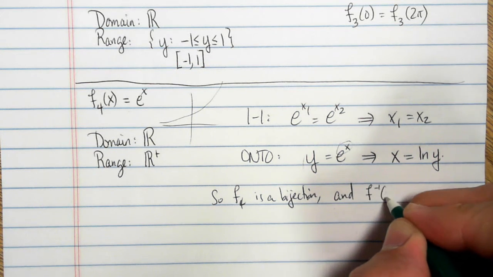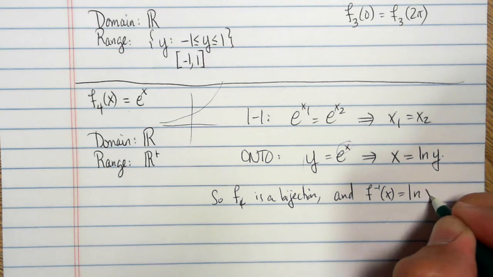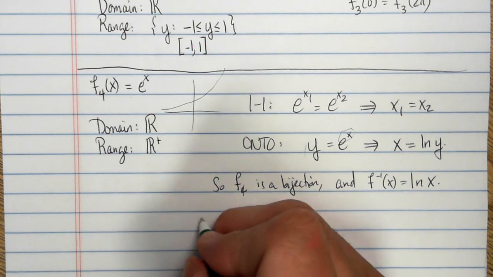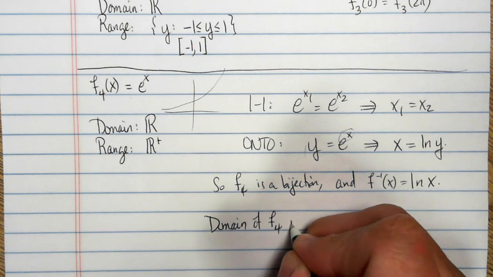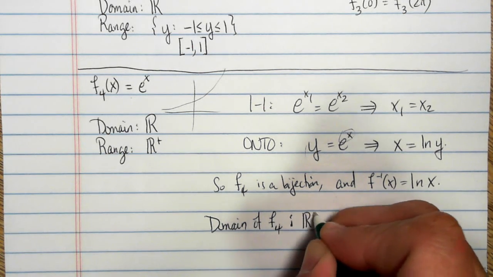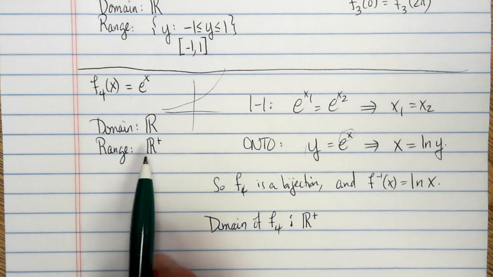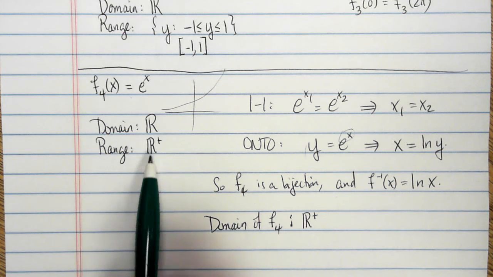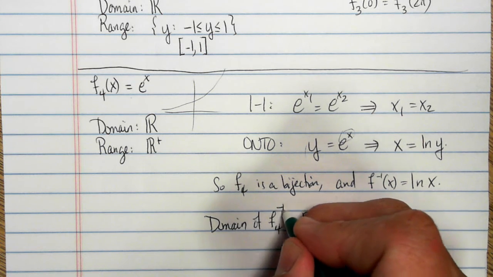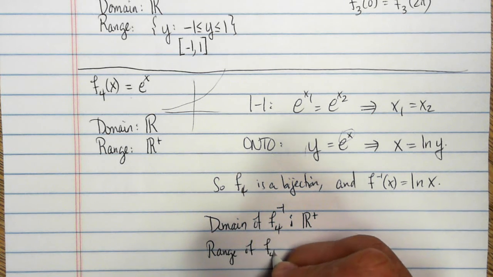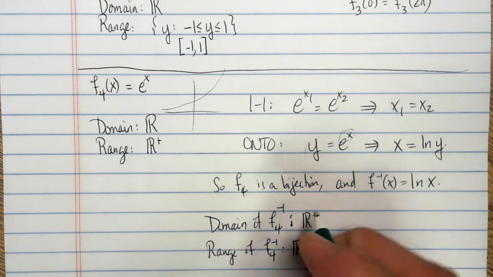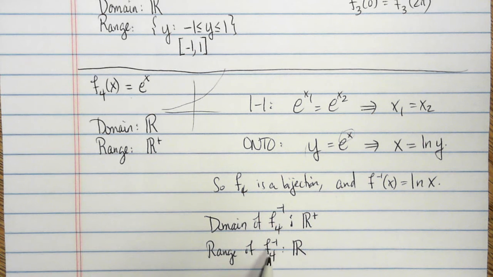and the inverse function I basically have here is natural log of x, just changing the letter. And the domain of f4 will be all positive real numbers. So the range of f4 was all positive real numbers. That'll be the domain of f4 inverse. And the range of f4 inverse will be all real numbers. So the domain of the original function is the range of the inverse. The range of the original function is the domain of the inverse. So that's f4.